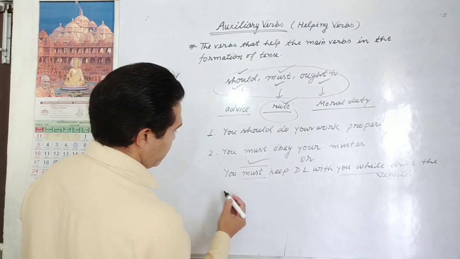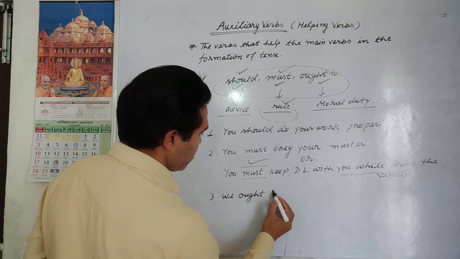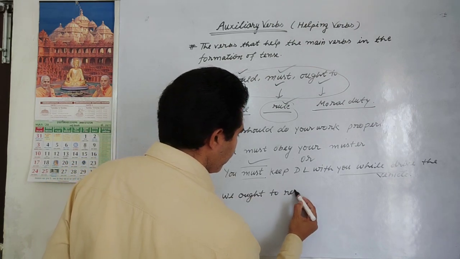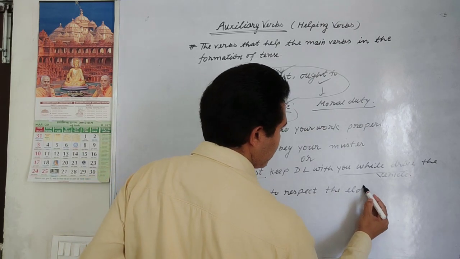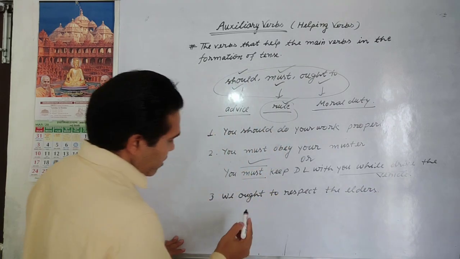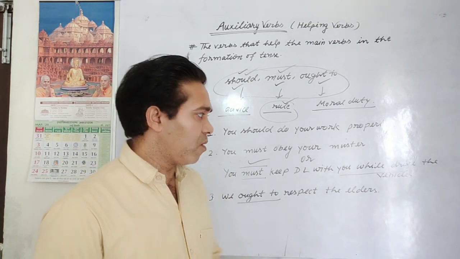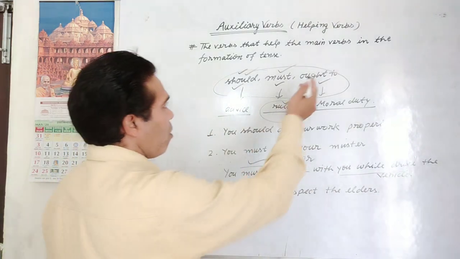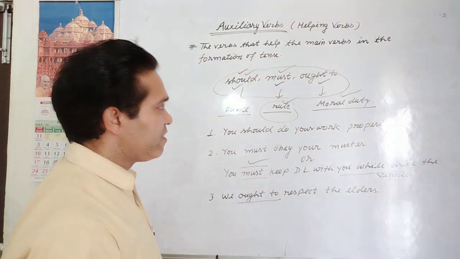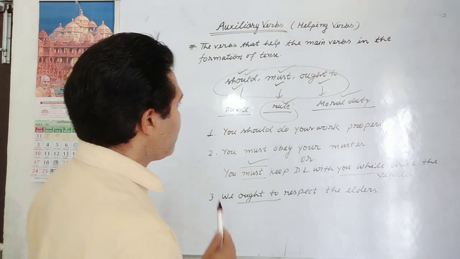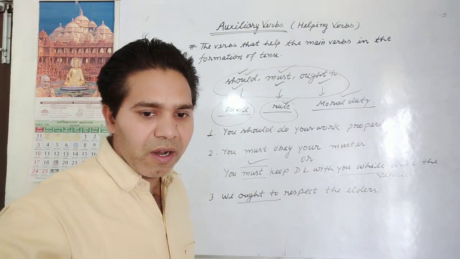Next, ought to. We ought to respect the elders. In place of this, we can use should also without any difference. Okay, but I have told you ought to is used for moral duty, and must is used for rule or necessity, or if any compulsion is there, and should is used for advice.